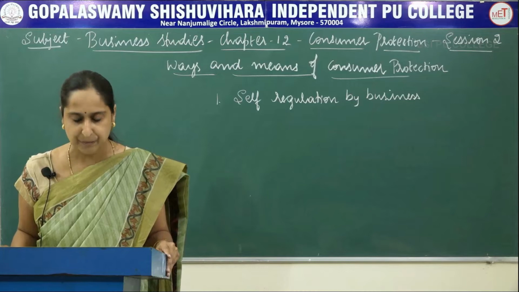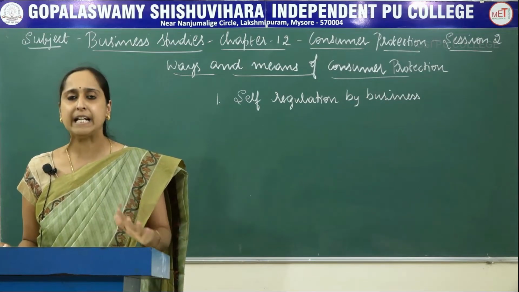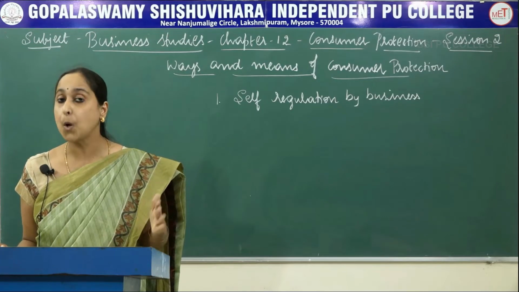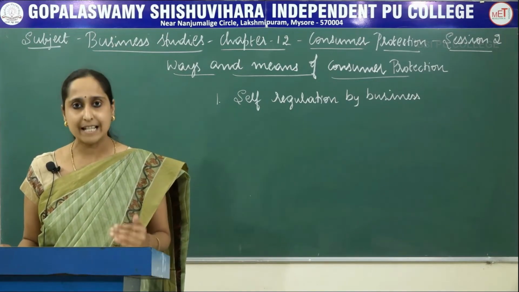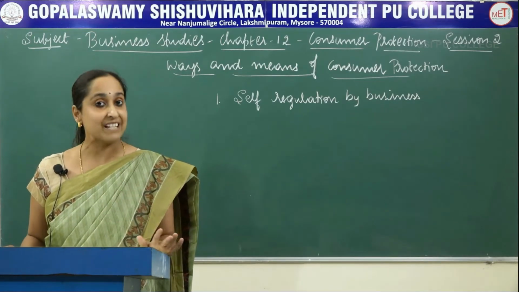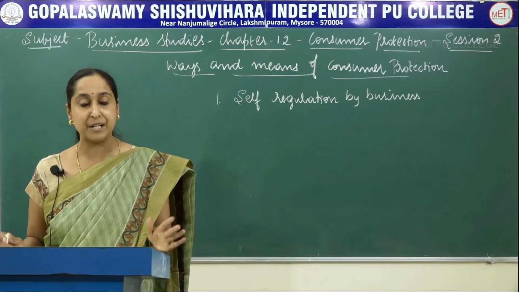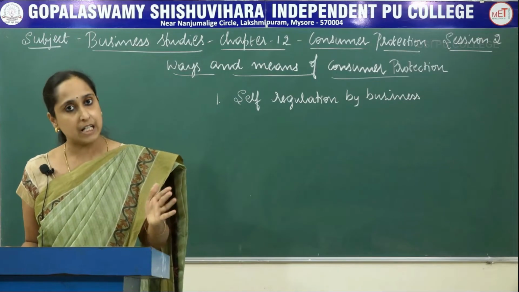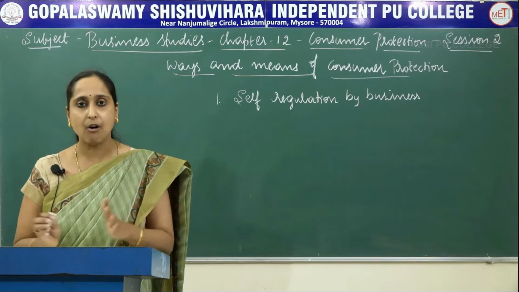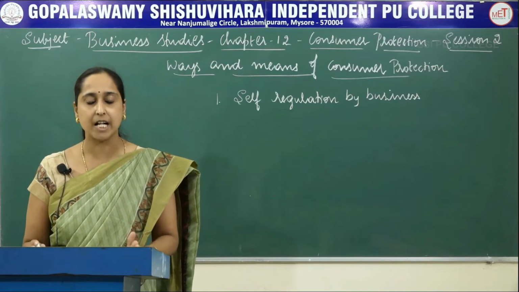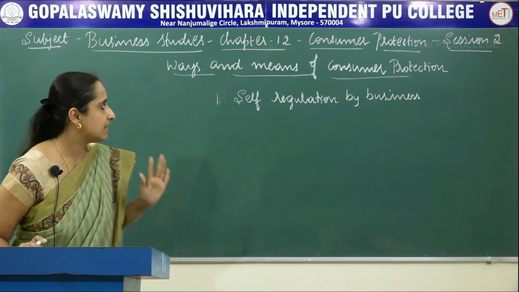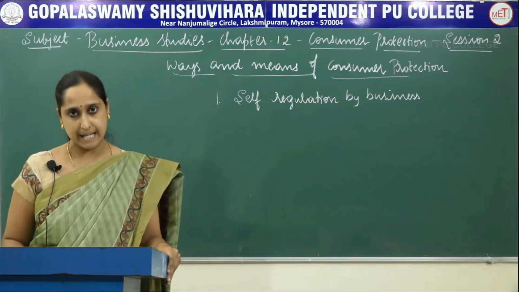to consumers. And these days, many business firms have become socially responsible by producing quality products. And these days, they have also started various consumer grievances cells so that they can give more importance to customers' complaints. Grievances means complaints. So many organizations have started a customer grievances cell. So that is the self-regulation by business.